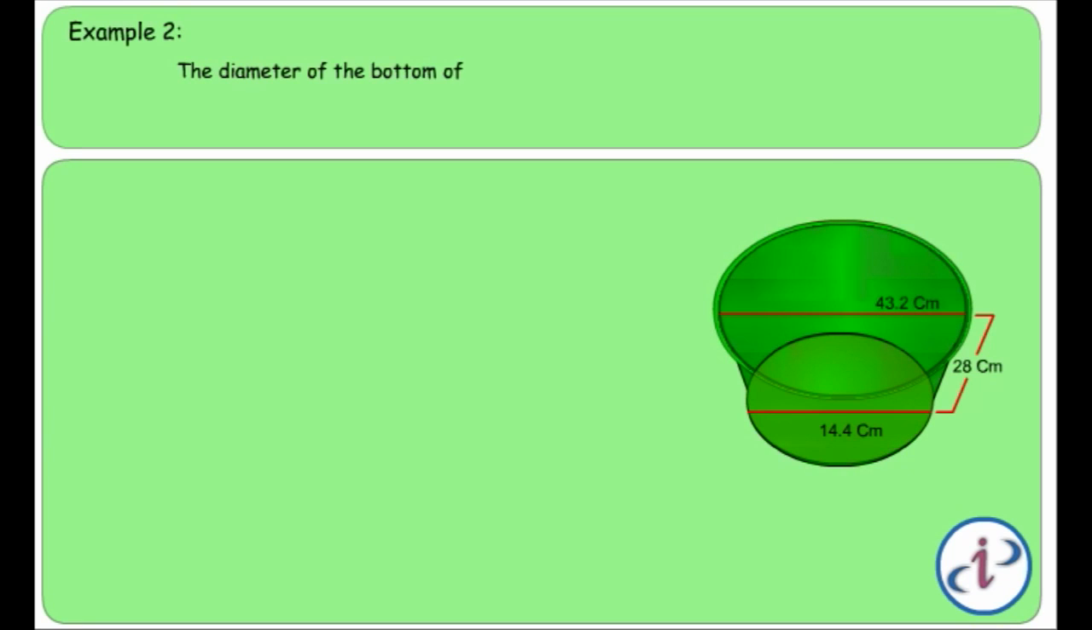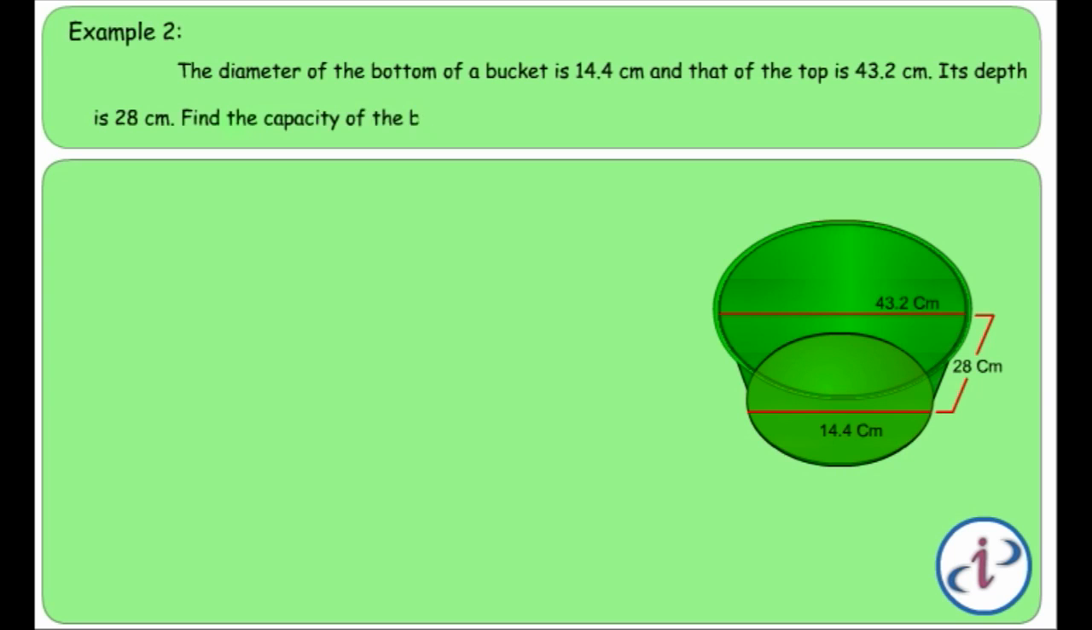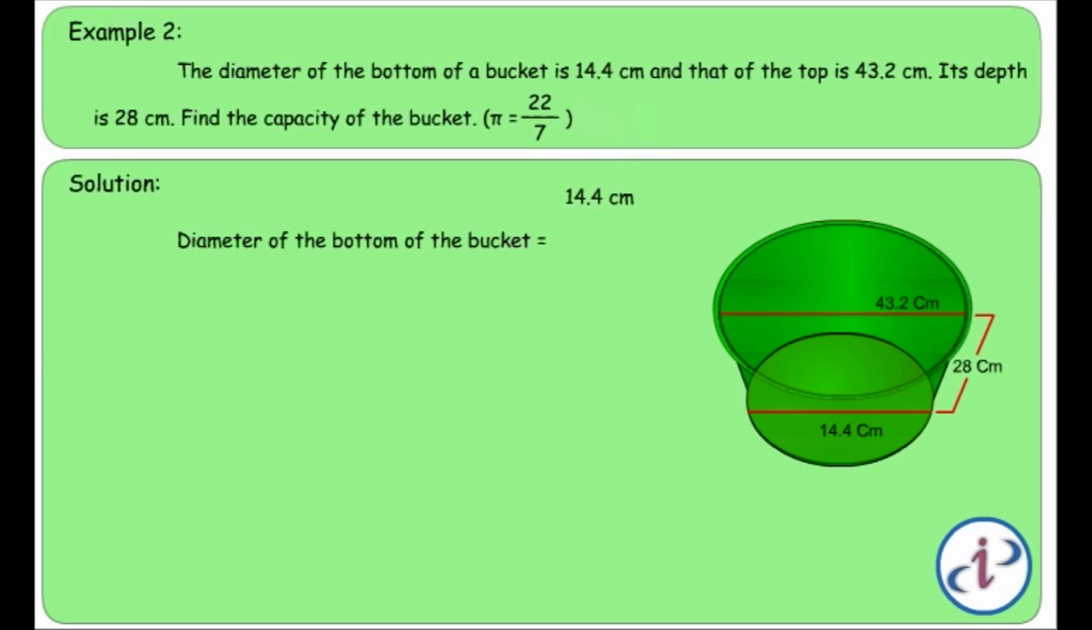Example 2. The diameter of the bottom of a bucket is 14.4 centimeters and that of the top is 43.2 centimeters. Its depth is 28 centimeters. Find the capacity of the bucket. Take pi is equal to 22 by 7. Solution. Given that diameter of the bottom of the bucket is equal to 14.4 centimeters. Radius of the bottom of the bucket r is equal to 7.2 centimeters.